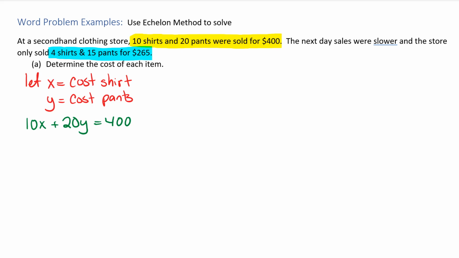Cost $265. So if I write that equation, that gets me 4x, 4 times the cost of the shirts, plus 15 times the cost of each pants equals 265. So now I have a system of equations and I need to solve it. The first goal is to get a 1 for the coefficient of x in the first equation.